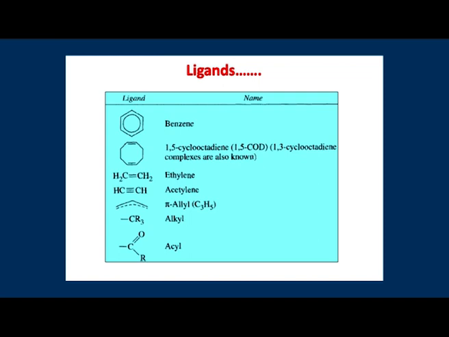Even benzene can form organometallic compounds. A very popular organometallic compound that is formed by benzene is dibenzene chromium. That is a sandwich compound. We can later discuss its structure.